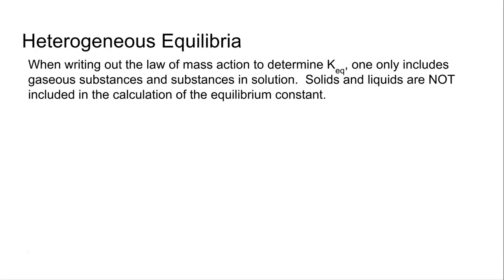First of all, heterogeneous equilibria, that's something to keep in mind. That means that things have different states of matter. They might have solids, liquids, gases, that kind of stuff. But when we write out the law of mass action to determine KEQ, one only includes gaseous substances and substances in solution. Solids and liquids are not included in the calculation of the equilibrium constant.